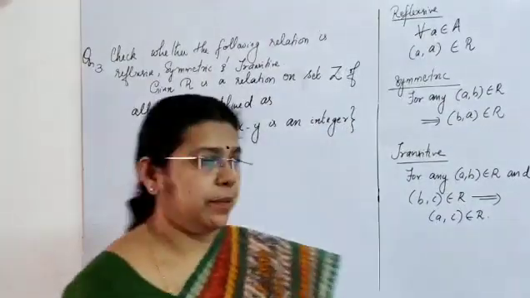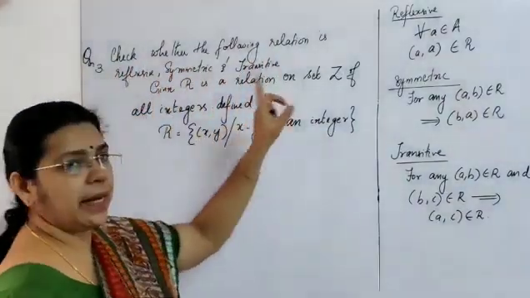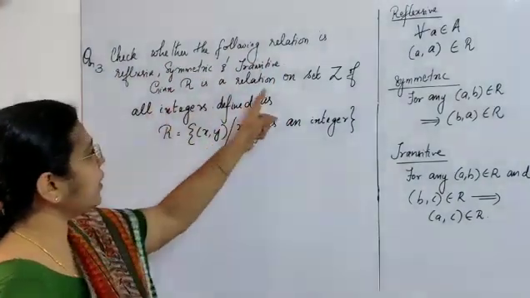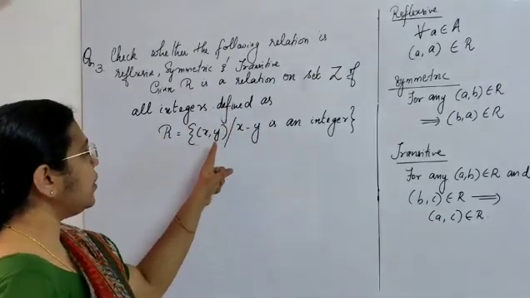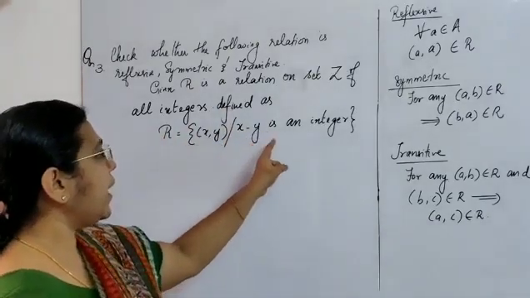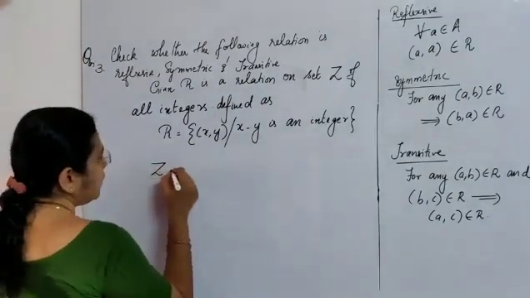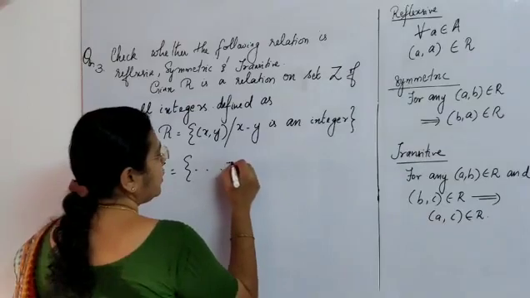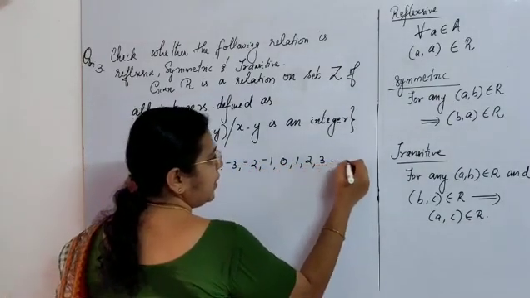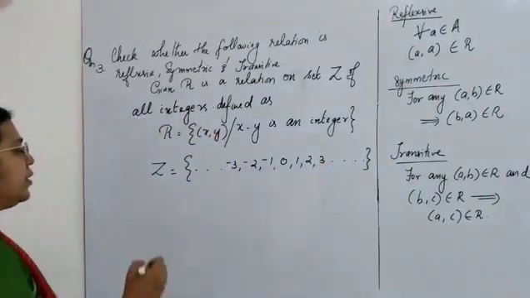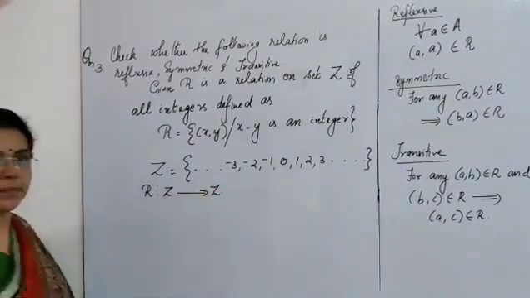Now here is another example. You are going to check whether the following relation is reflexive, symmetric and transitive. Given R is a relation on set Z of all integers defined as R is equal to the set of ordered pairs (x, y) such that x minus y is an integer. So what is the set Z? Z is equal to minus 3, minus 2, minus 1, 0, 1, 2, 3, etc. And here the relation R is defined from Z to Z.